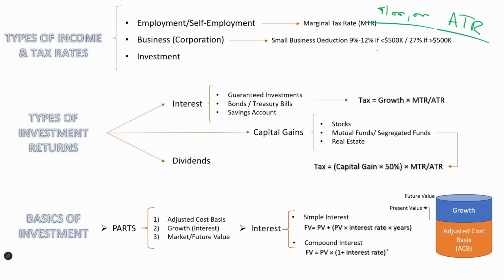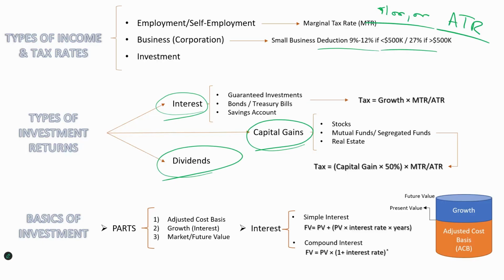We talked about corporations just as additional information. We also talked about interest, capital gains, dividends, and the basics of investment. If it's simple interest, this is how you calculate it. If it's compound interest, this is what we do. And we talked about how, for the calculation, you can just click on the equal sign for the number of years, and that's going to save you a lot of time.